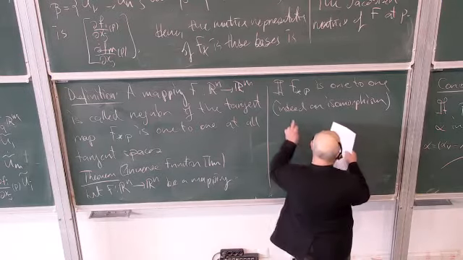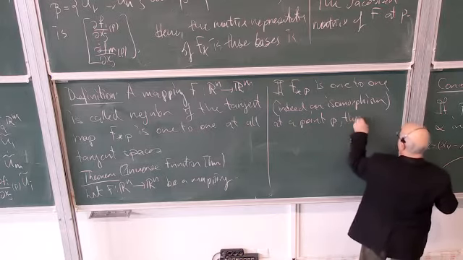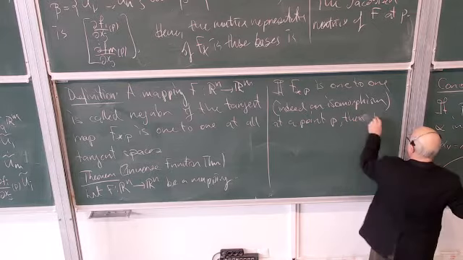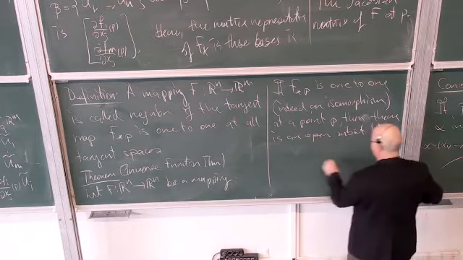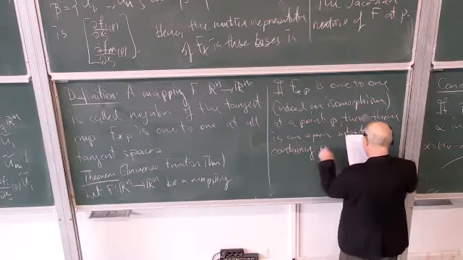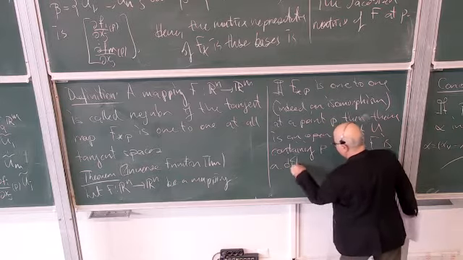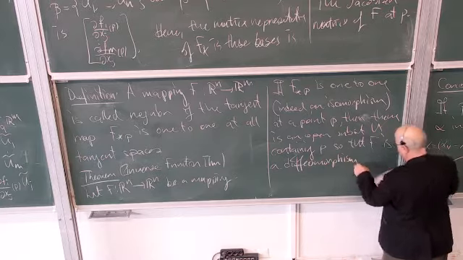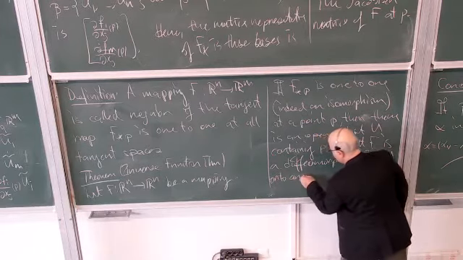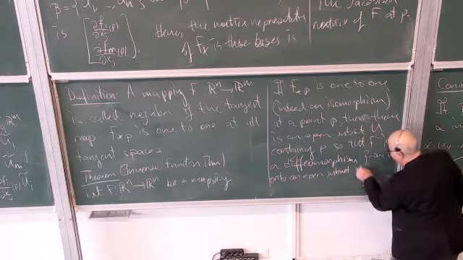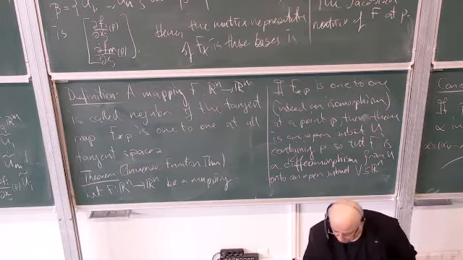So what we mean is this. At a point P, there is an open subset U containing P so that F is a diffeomorphism from U onto an open subset V in Rn also. Okay, so let me draw a picture of what's going on.